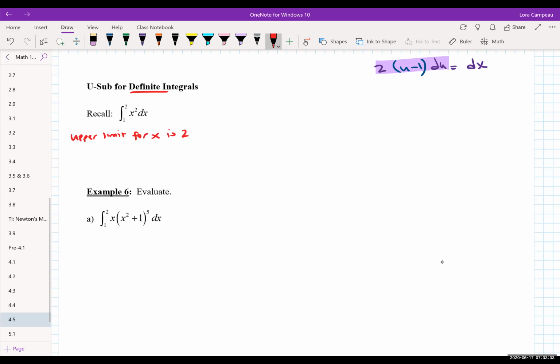The upper limit is 2. The lower limit for x is 1. And how do I know these are limits for x? Well, check it out. The dx is the heads up. This differential right here always tells us what variable we're integrating with respect to.